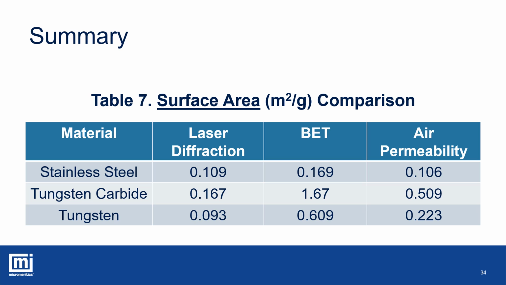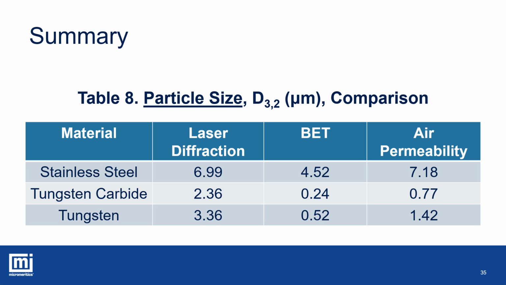Summarizing the particle size results, we can see a similar relationship. In this case, the laser diffraction and air permeability agreed for the stainless steel, which was mostly large and spherical. BET slightly undersized it because of its sensitivity to surface area. Tungsten carbide and tungsten were mostly small and aggregated, so we saw a very large surface area, which gave us very small particle sizes by BET and air permeability. The largest particle sizes were determined by laser diffraction.